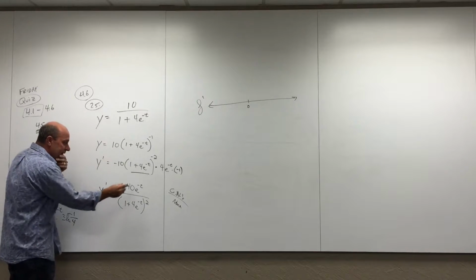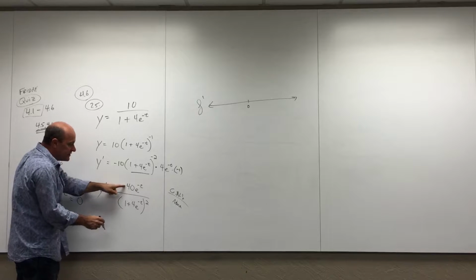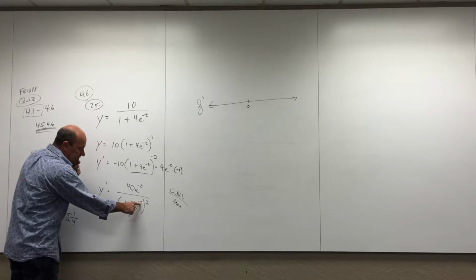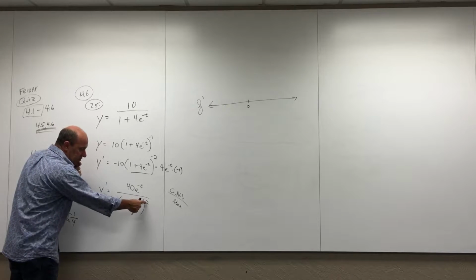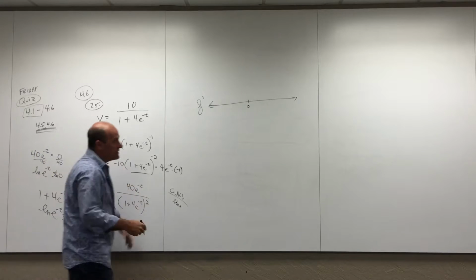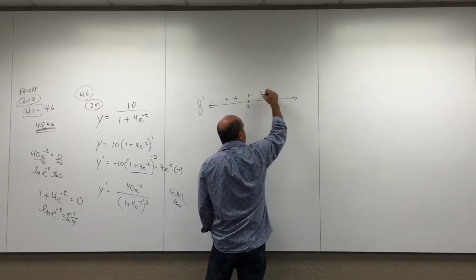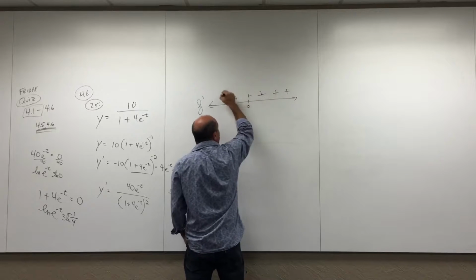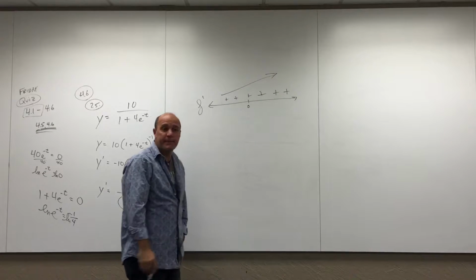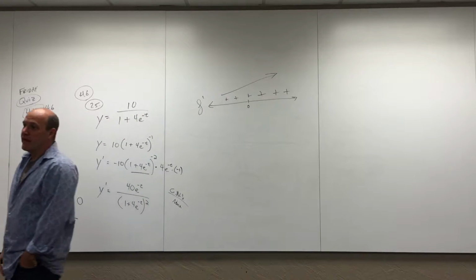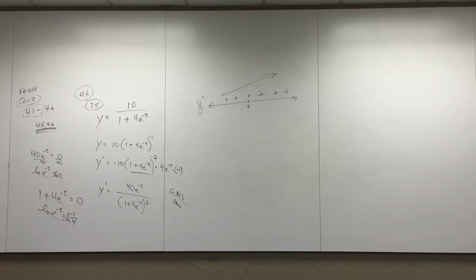Okay, here I go. When you plug in a 0, that's positive 40. When you plug in a 0, that's positive. When you square it, it's positive. It's positive. So what do you know about this function? It's increasing. It's always increasing. And it ain't got no max or min. It's always increasing. You want to do a second derivative?